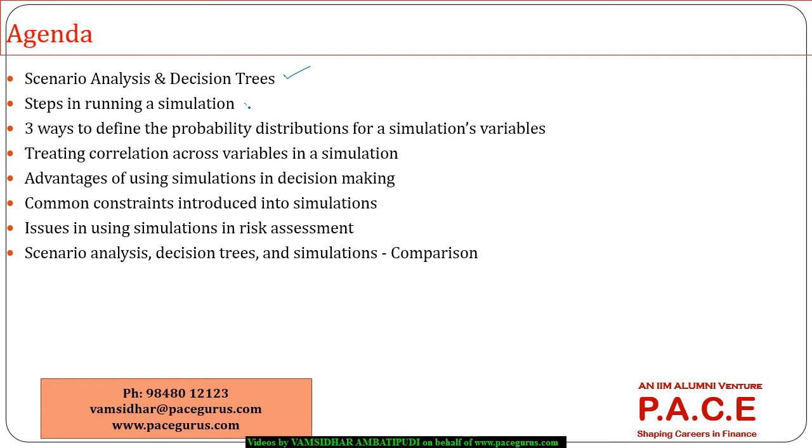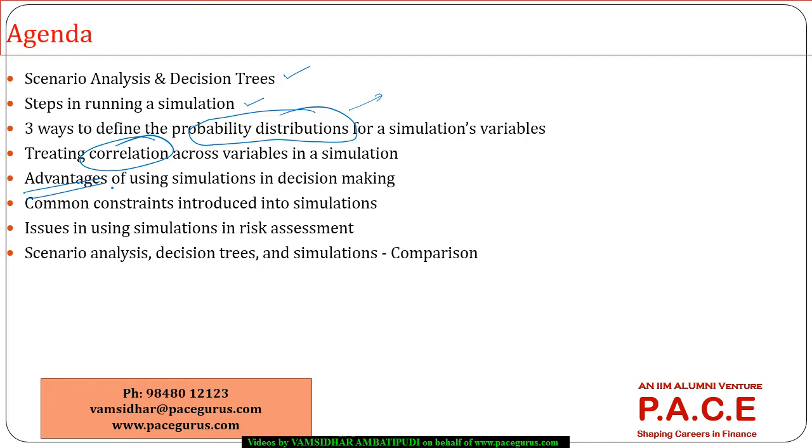Then we'll spend some time looking at what are the steps that are involved in running a simulation procedure. Three different ways to define the probability distribution in case of simulation. What are the three different mechanisms to define the probability distributions? How do I really look at correlation between or among the various variables which are involved in the simulation process?